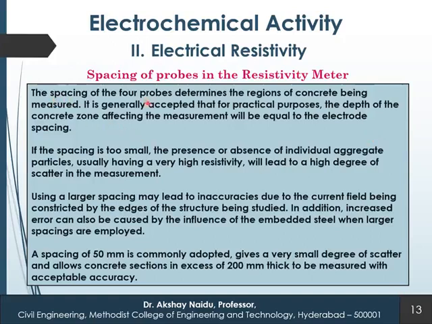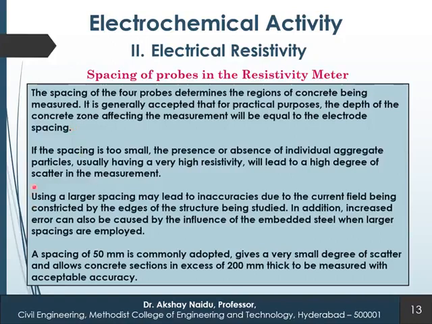Now the spacing of the 4 probes determines the region of the concrete being measured. That means to how much depth the current flow is going. It is generally accepted that for practical purposes, the depth of the concrete zone affecting the measurement will be equal to the electrode spacing. That means the electrode spacing is A. When we use the Wenner 4 probe resistivity meter, it is measuring the resistivity up to a depth of A from the surface.